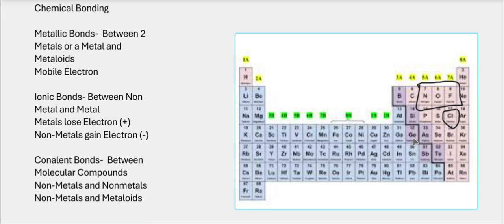Covalent bonds are between molecular compounds, more specifically nonmetals and nonmetals, and nonmetals and metalloids. Those metalloids are most likely going to be boron, silicon, arsenic, and Te here, the upper staircase of the 7 metalloids.